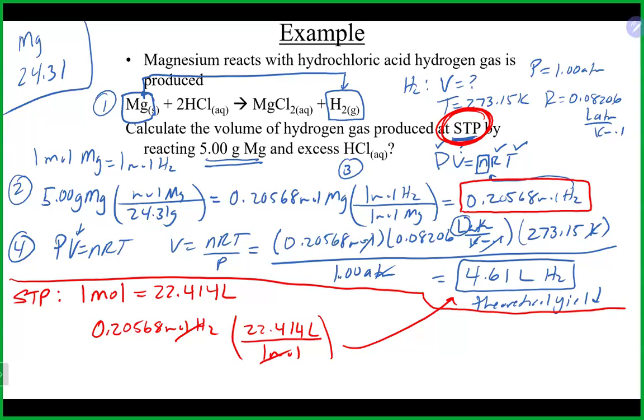We will not be at STP conditions, but you will be asked to convert it to STP conditions and calculate what your volume would be at STP conditions. So we won't be doing the experiment at STP conditions, but you're going to turn your result into what it should be at STP conditions.